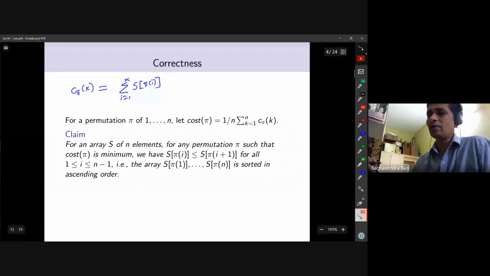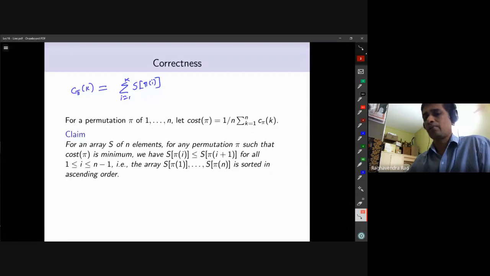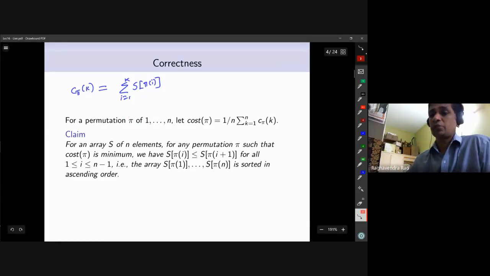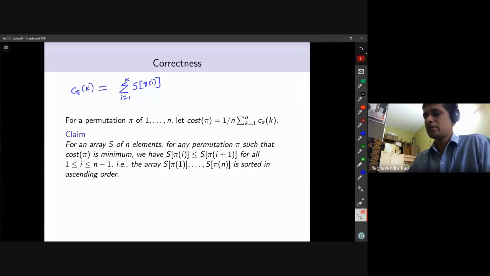So our claim now is, if pi is an ascending order with respect to the file size, remember that if there are multiple files with the same size, then the permutations could be multiple. Permutations which correspond to ascending order could be multiple. Otherwise, the permutation is unique.